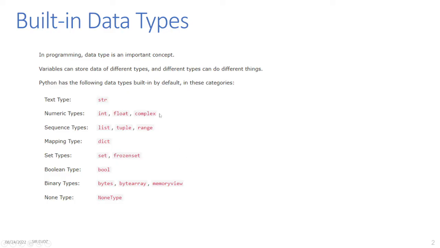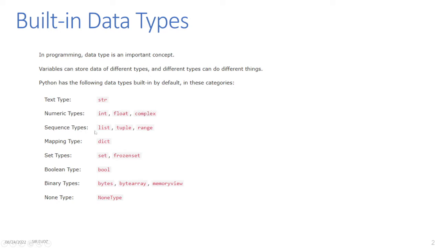So, built-in data types. In programming, data type is an important concept. Variables can store data of different types, and different types can do different things. Python has the following data types built in by default in these categories. You have text, which is what we call string, that's why it says str here. Numeric types are numbers: integer, which are whole numbers, float, and then complex numbers. Especially in mathematics, we use complex numbers.